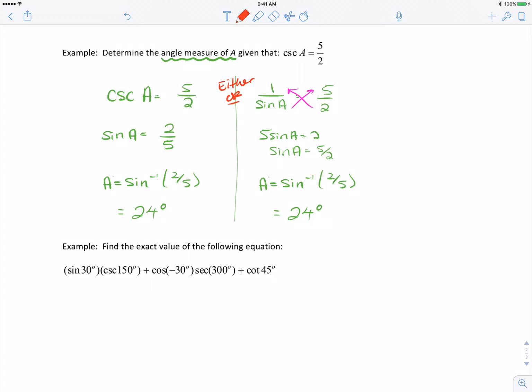So if I'm giving you a sine ratio, I expect you to be able to solve for that angle as well as any coterminal angles, etc. we talked about last class. If I'm giving you a cosecant ratio, again, still asking you to be able to solve for the value of A.